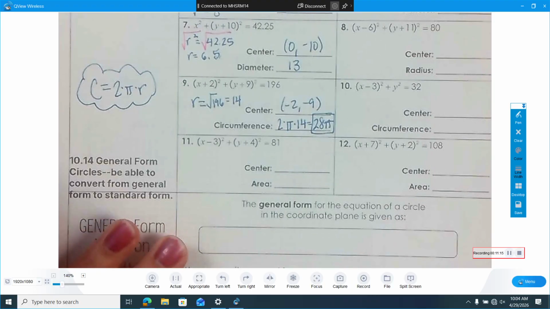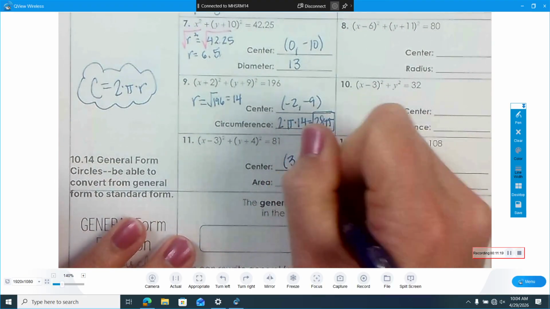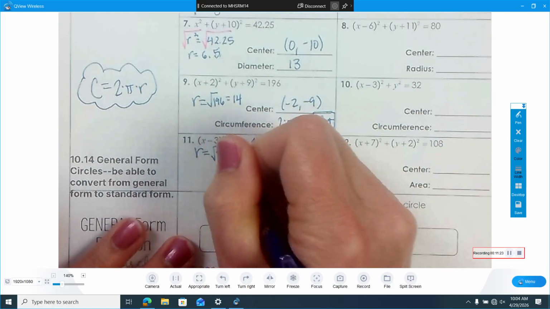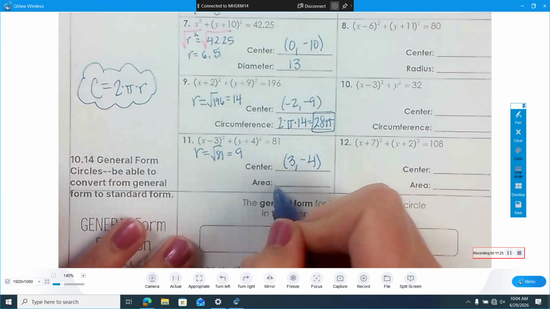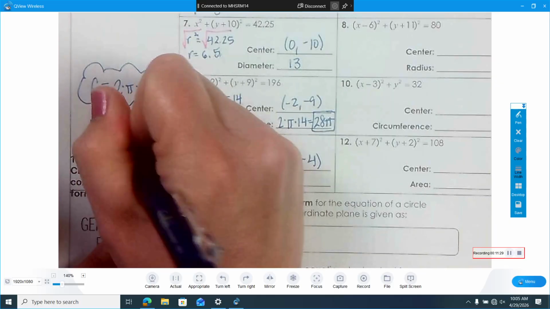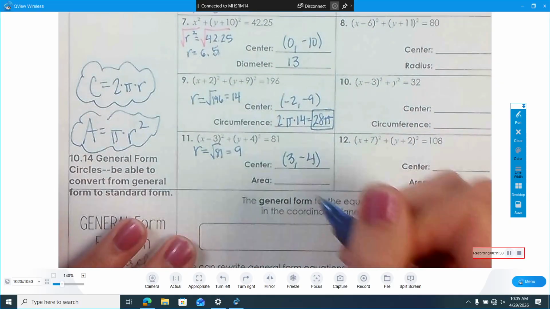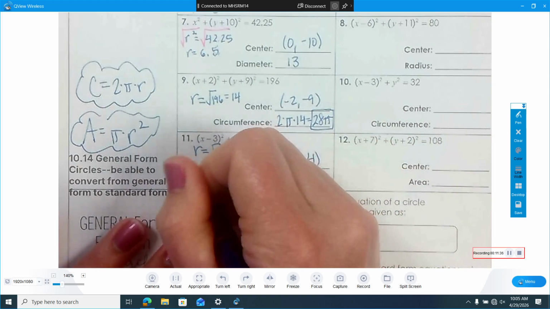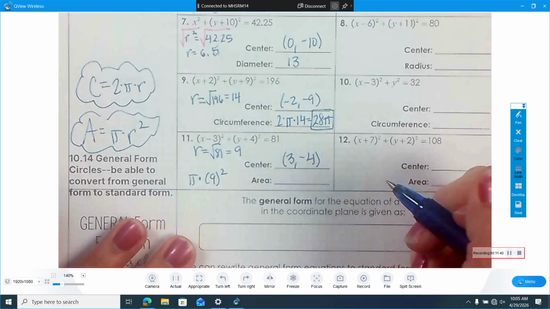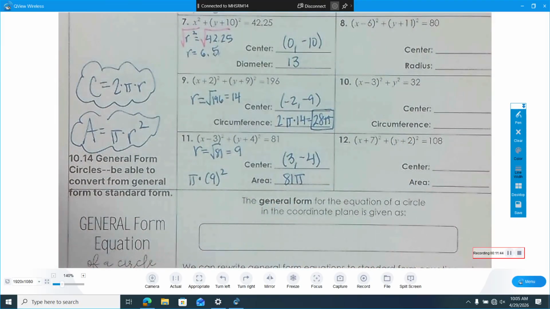Okay, so little formula from before. Last one, number 11. What's the center? 3, -4. Good. What's your radius? 9. Good. Square root of 81 is 9. But it wants area. What's the formula for area of a circle? Pi times radius squared. Excelente. So our area is going to be pi times 9 squared. Oh, which is just 81 pi. Hey, that's kind of handy.